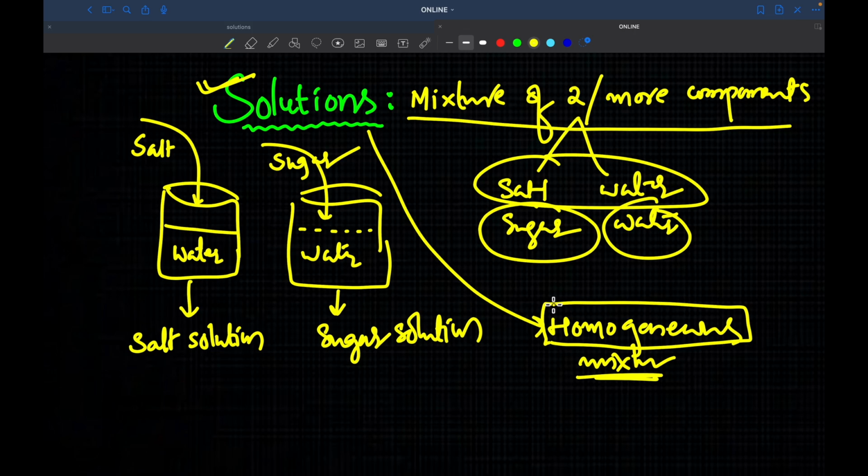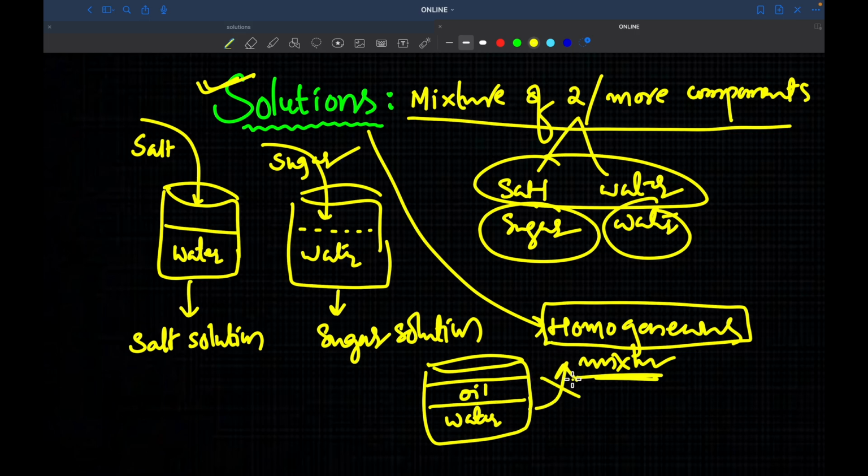Let me take one more example. I have taken a water layer, and on top of it I have placed oil. It is also a mixture of two, but it is not homogeneous. So this is not called a solution. You should not call this one a solution. Do you understand the difference between a solution and a non-solution? A homogeneous mixture of two or more components is called a solution.